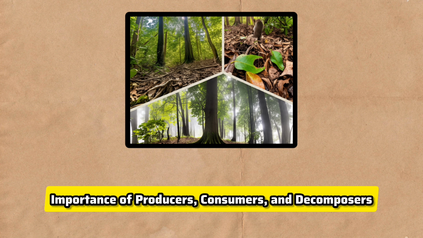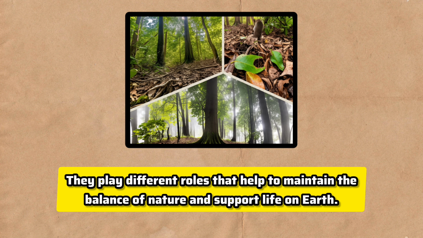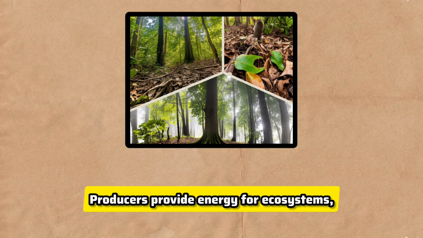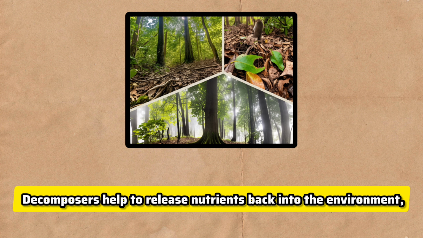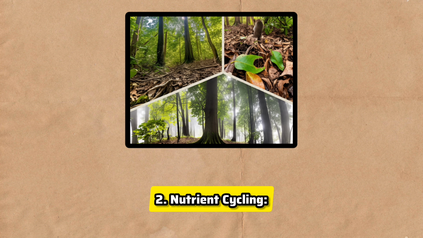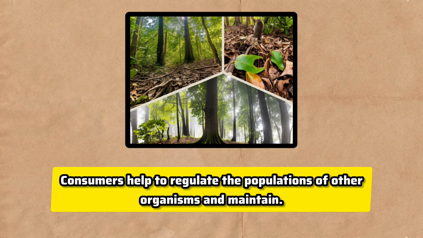Importance of producers, consumers, and decomposers. Producers, consumers, and decomposers are all important components of ecosystems. They play different roles that help to maintain the balance of nature and support life on Earth. 1. Energy flow. Producers provide energy for ecosystems, while consumers transfer energy from one level to the next. Decomposers help to release nutrients back into the environment, where they can be used by producers. 2. Nutrient cycling. Decomposers play a crucial role in recycling nutrients and maintaining the fertility of ecosystems. 3. Ecosystem balance. Consumers help to regulate the populations of other organisms and maintain balance.